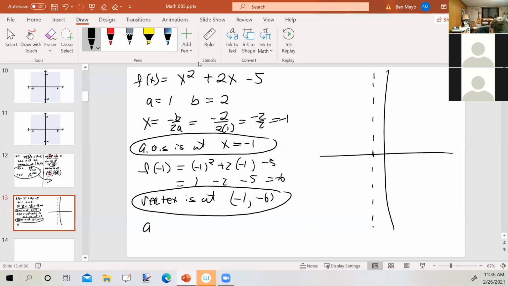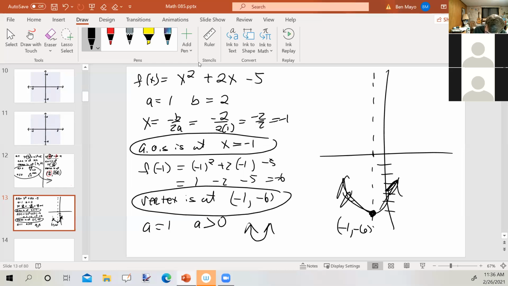Since a is 1, a is greater than 0, this parabola opens upwards. So basically, we've got the vertex down there at negative 1, negative 6, and this is going to open in an upward direction. Any questions about that information? And again, it wasn't asking us to graph it. We'll get to that here. Okay, let's take a look at another example.